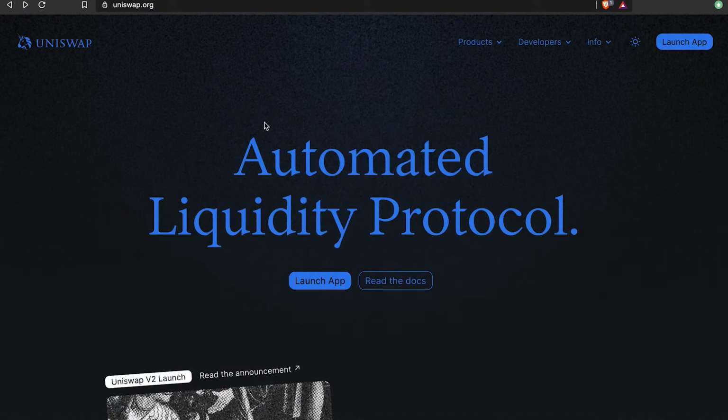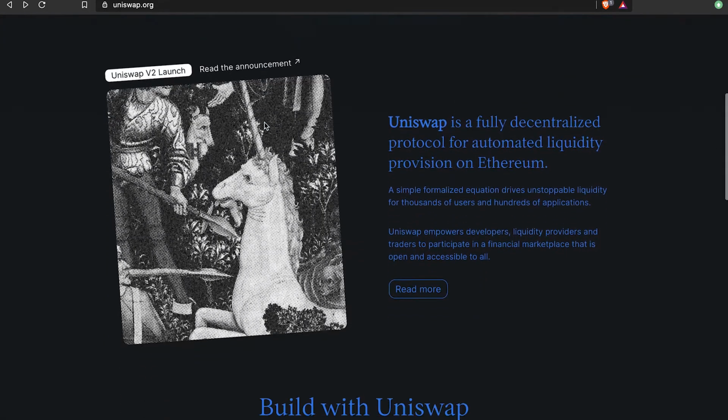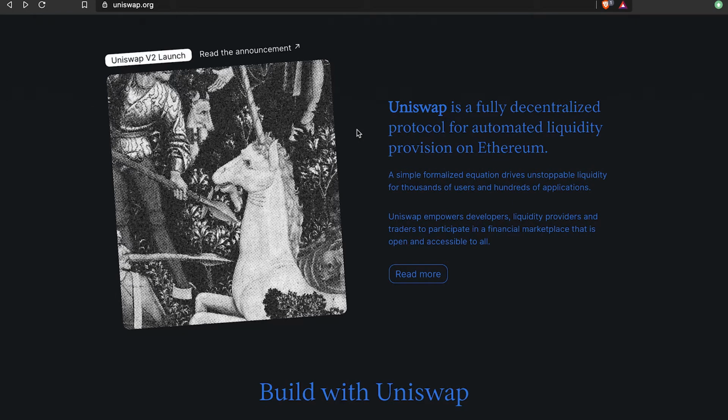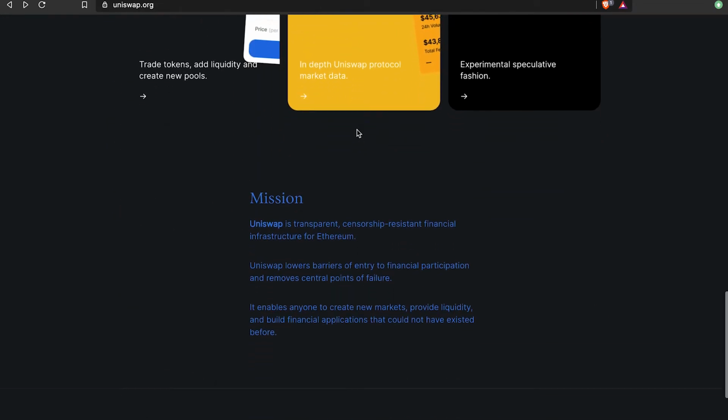It is, as you can read, an automated liquidity protocol. So this is using Ethereum, and it's using the Ethereum blockchain, and it's using the technology smart contracts. So remember, if this, then that, but automated. Scroll down a little bit to get a better sense of what they are doing. You are familiar with the term liquidity by now, but Uniswap is a fully decentralized protocol aimed for automated liquidity provision on Ethereum. I hope that makes sense.